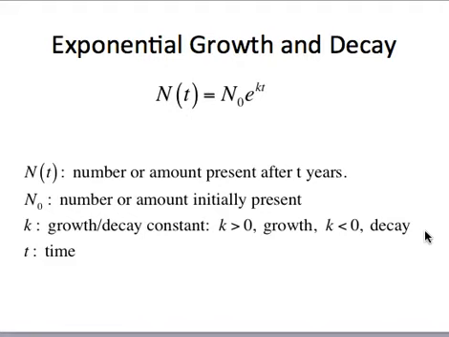Our next model is an exponential growth and decay model. So the number we have is the initial number times e to the kt. N of t, the number or amount present after t years. N sub 0 is the initial amount or number present. k is our growth decay constant. If k is positive, N is growing, it's increasing. If k is negative, it's decreasing or decaying. t is the time that we're going to use depending on the context.